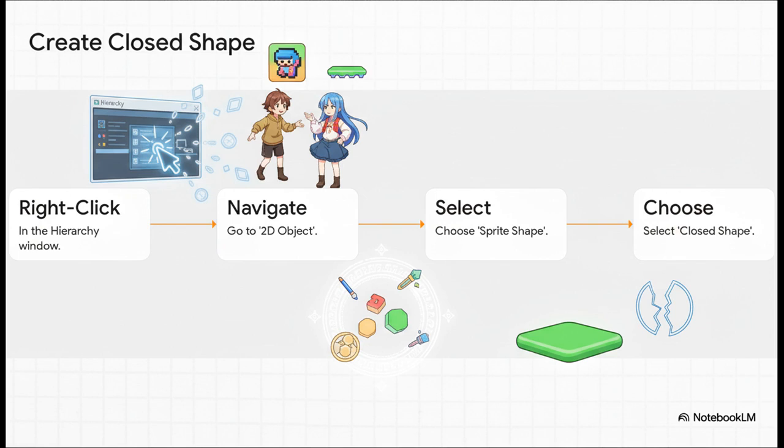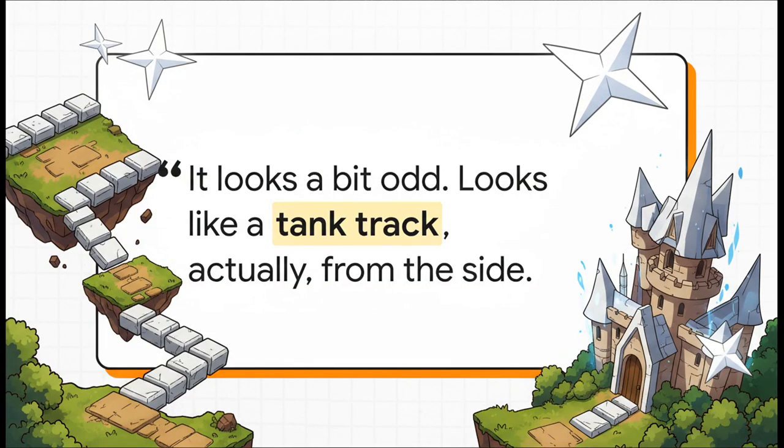See, an open shape would be for something like a single line or a wall. But because we're making solid ground that needs to be filled in, a closed shape is definitely what we need. And boom, this is what you'll see pop up in your Scene view. It's just a simple, four-pointed white shape. To be honest, it doesn't look like much at all, right? It kind of has this funny look, like a tank track sitting on its side. But trust me, don't let this simple look fool you. This is our starting block, and we're about to give it a personality.